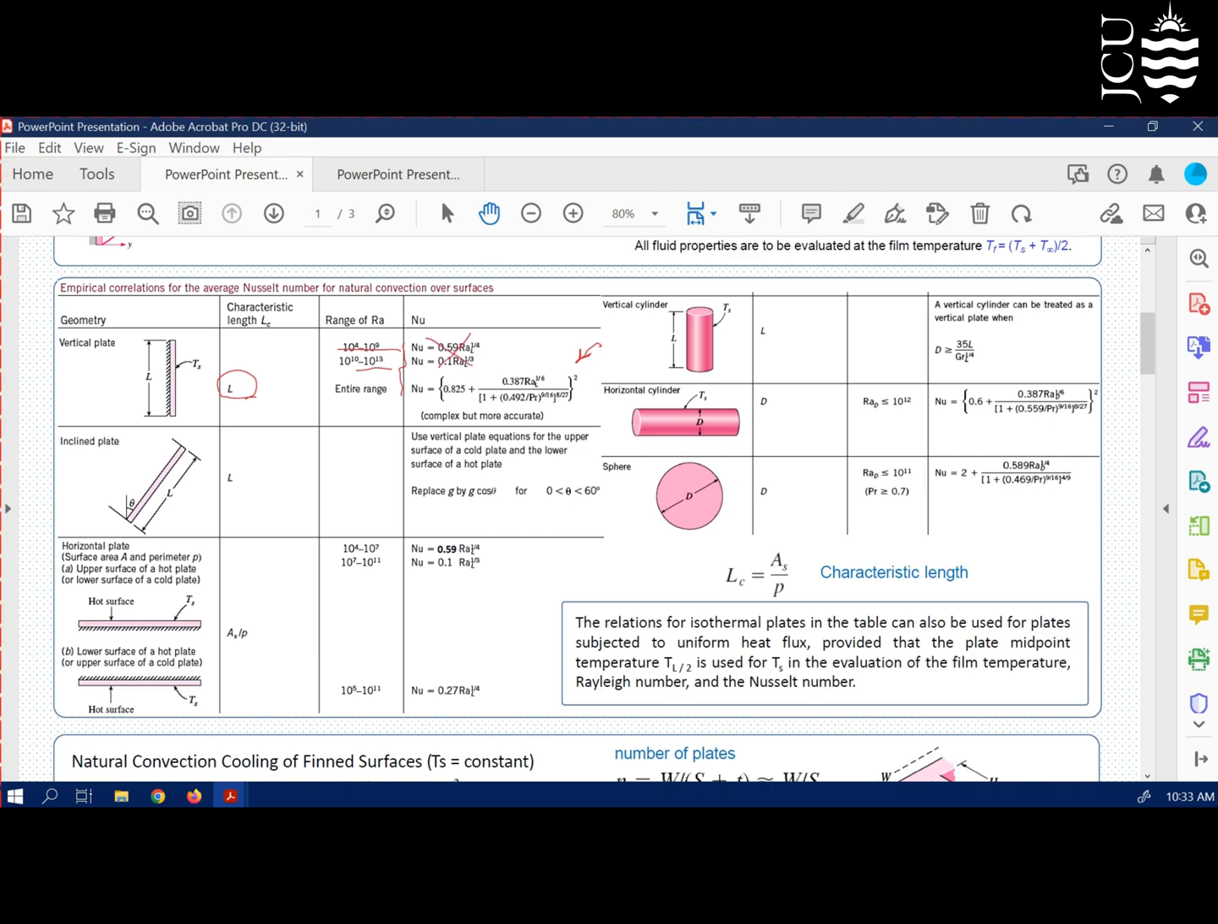If our wall is angled, the only difference is that instead of g, which is gravity, you're going to use g cosine of theta. Be careful, that theta is measured from the vertical line. So this angle is going to be theta. Be careful not to use the other side. And theta should be between 0 and 60.